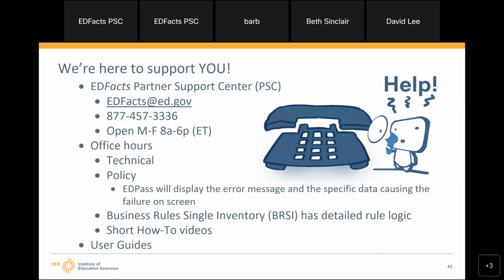As a reminder, for those policy office hours or when you're responding to data quality edits, the error message is going to display in EdPass. And it will show you the specific data that's failing that edit. So it's not going to be that you're going to have to blindly find things, or like in prior CDQRs where you only got 10 of the 50 failed LEAs, you will see all of the data right there in front of you. Like I mentioned before, the business rule single inventory, it has detailed rule logic. It has been standardized. So there are changes in the BRSI, which is why we will do a recorded training and post that before the go live.